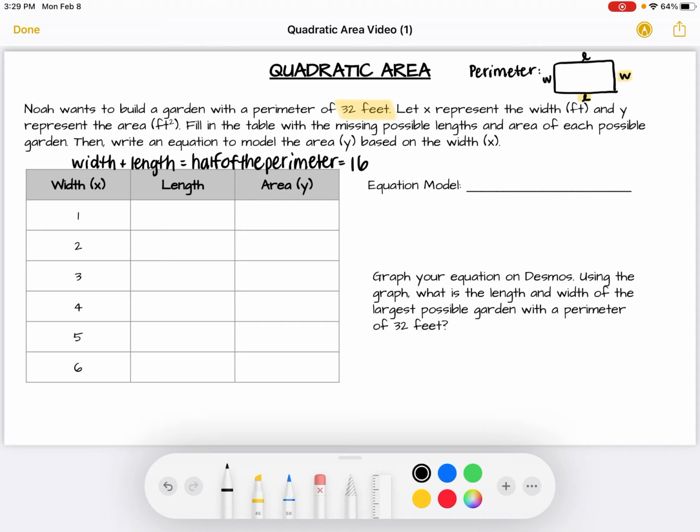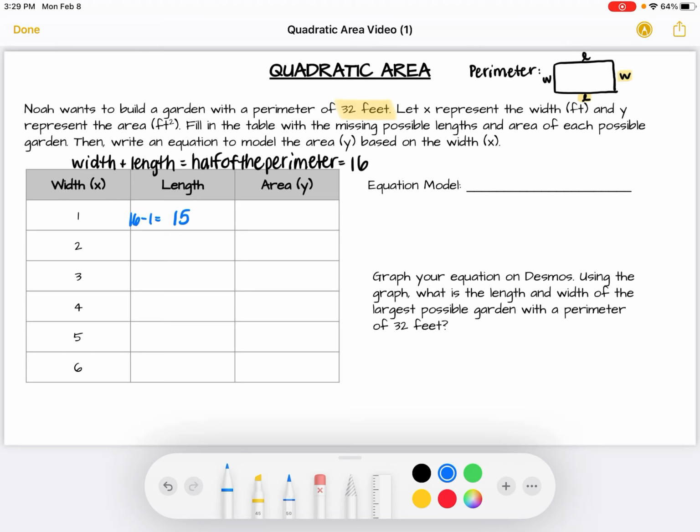So one way I could do this is in my table, if my width is 1, then my length needs to be 15 in order for this to add up to 16. 1 plus 15 gives me 16. But another way I can find it to be sure is I can always take 16 minus 1 to give me my width... 16 minus 1 gives me 15. So that's my trick. I can either think what number plus 1 gives me 16 and realize it's 15, or I can think take half the perimeter and subtract the width to always give me my length.